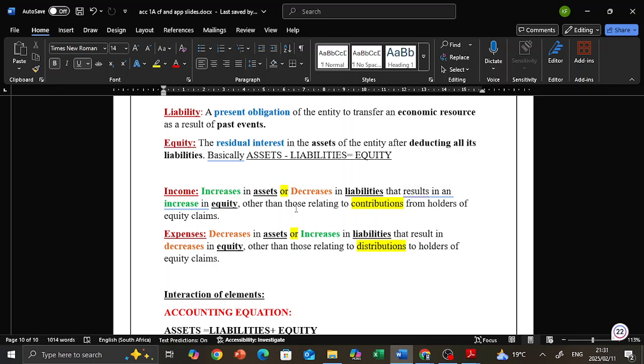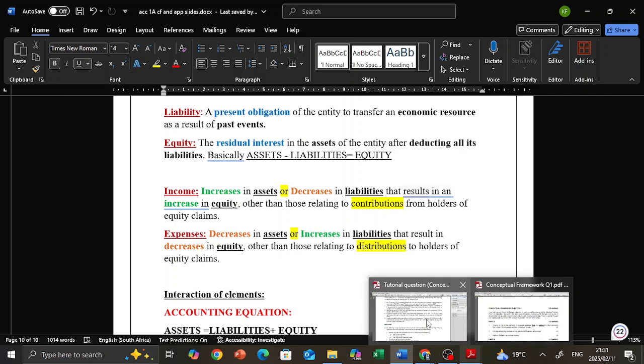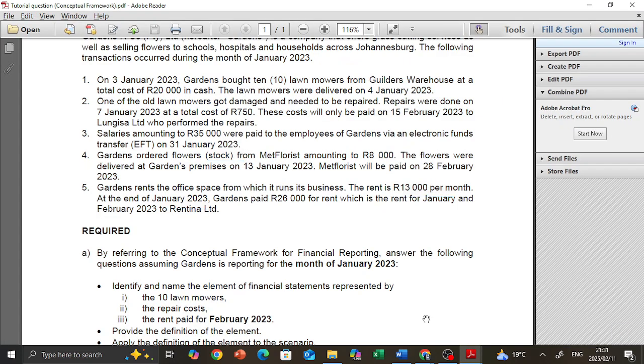Okay. So a liability is a present obligation of the entity to transfer an economic resource as a result of past events. And if we go to our question, wait, the meeting is ending soon. Time flies, guys. Time is flying, in 15 minutes.